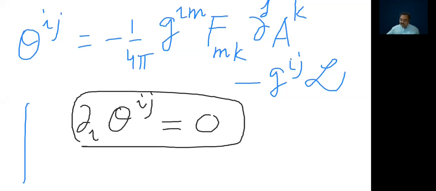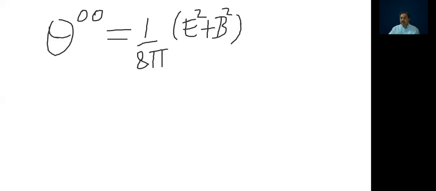Also, a little further, if you search for the other properties of this tensor, then we will find that, I hope you remember this from your earlier semester, plus something. Okay, so that means that it is not equal to the energy density.